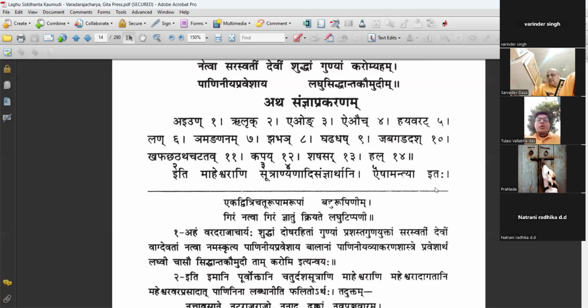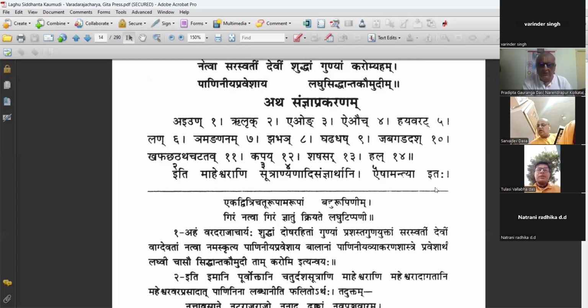Now, without looking at it, you will be able to find. If I say jhal pratyahar, can anybody say it? Jhal. Tell me, I want to hear the pratyaharas. Very good. This is jhal pratyahar.